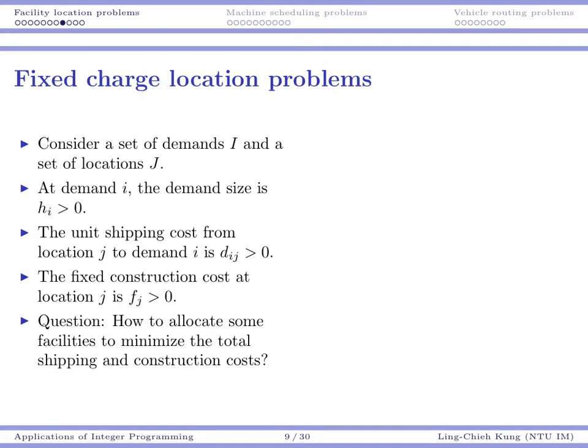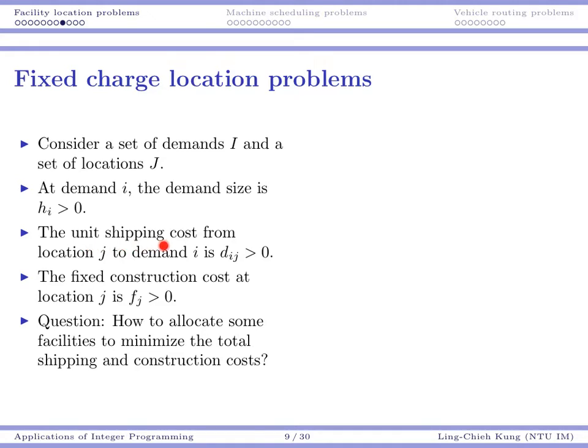So again, you have a set of demands and a set of locations. Now, at each demand I, you care about one thing called the demand size. You can think of it as the number of people living in that particular city, or the number of demands of a particular product at a convenience store. Okay, so that's your demand size at demand point I.